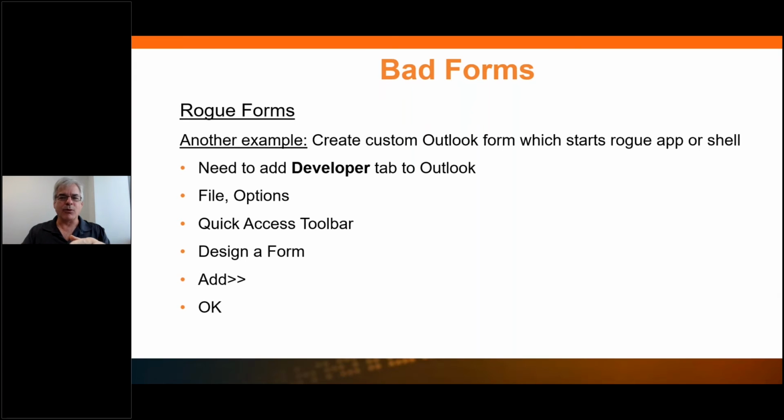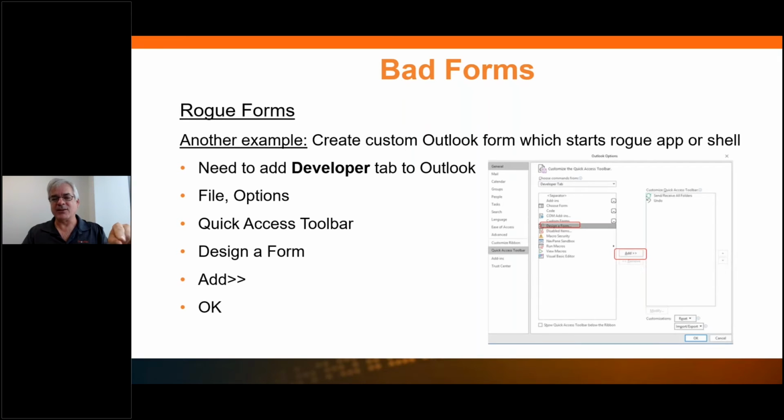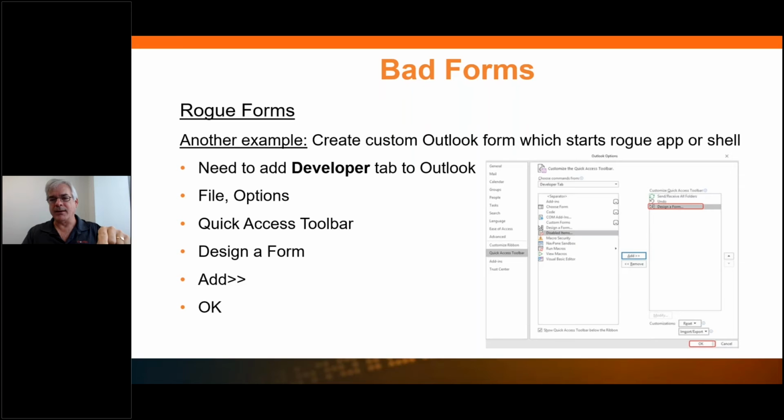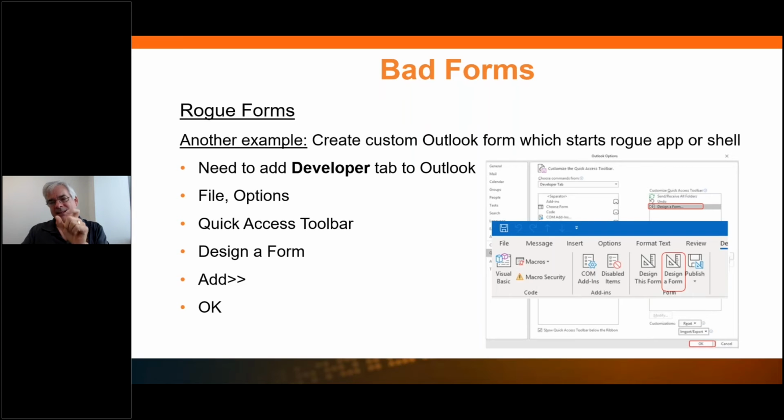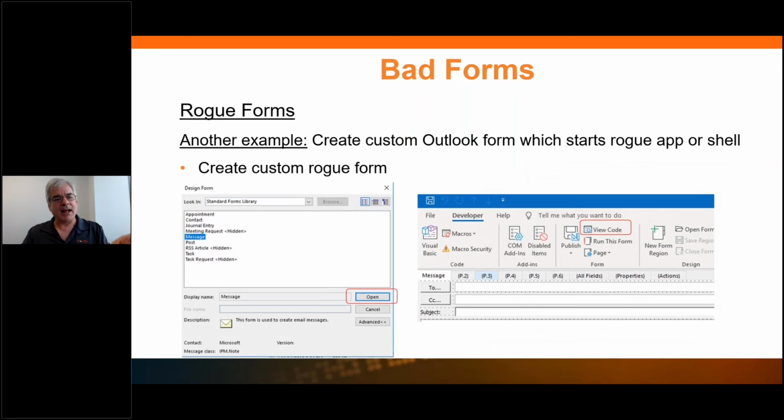If you want to see what the forms are in Outlook, the default ones, you can go to File, Options, Quick Access Toolbar, and you add what's called the Design a Form button. When you add it, it adds two new buttons called Design This Form and Design a Form. And if you do that, Outlook will show you what forms you have, and here's the standard 8 or 9. If you didn't know it, every time you look at an email, if it doesn't have a customized form, it's shown in the default message form.